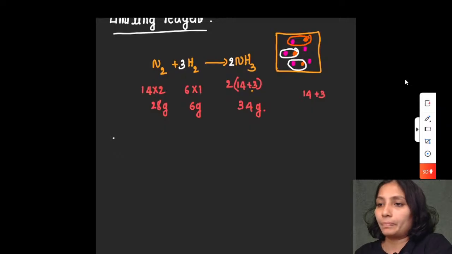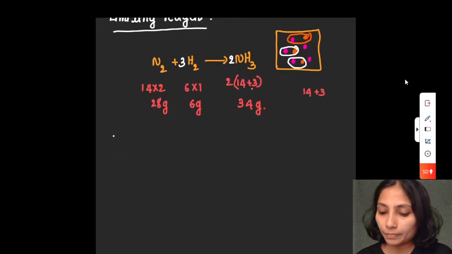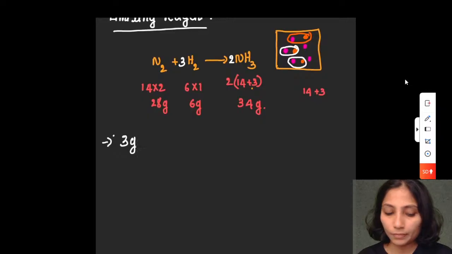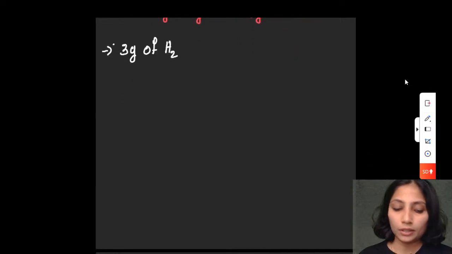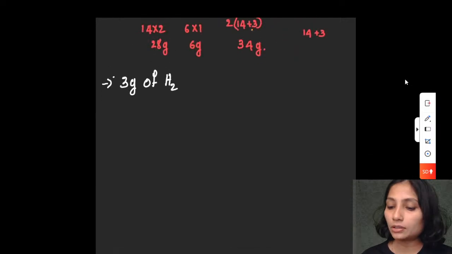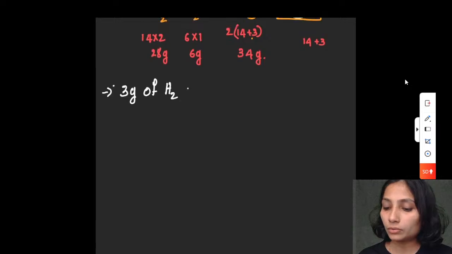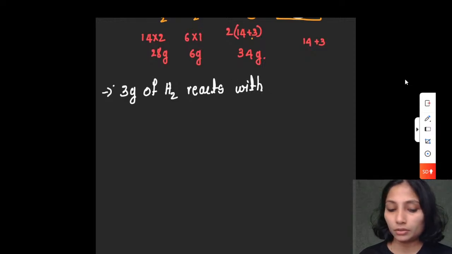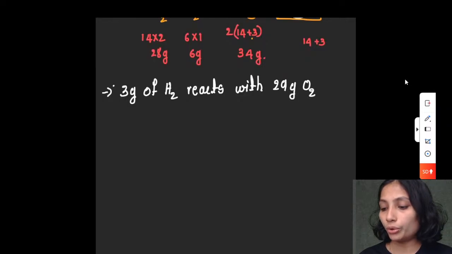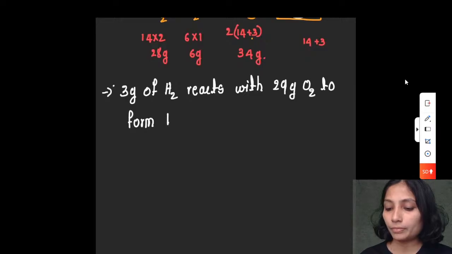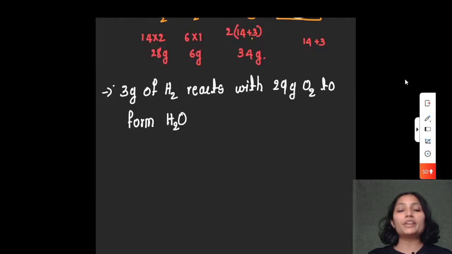3 gram of H2 reacts with 29 gram of O2 to form H2O. 3 gram of H2 reacts with 29 gram of O2 to form H2O.